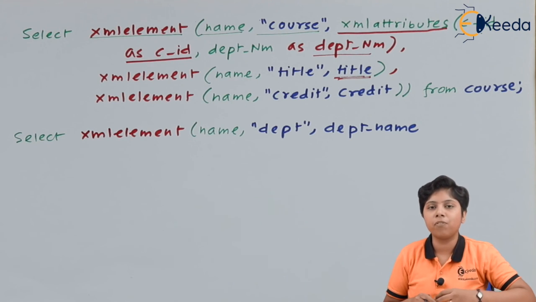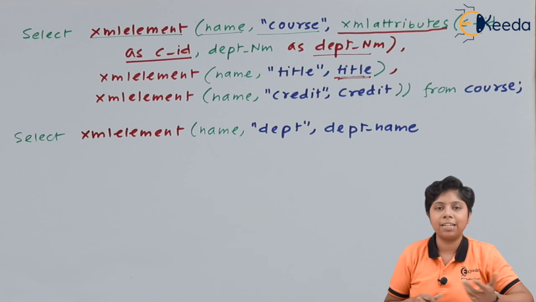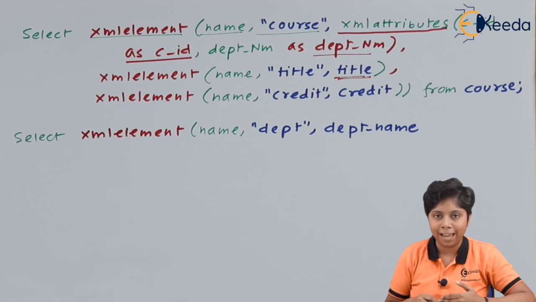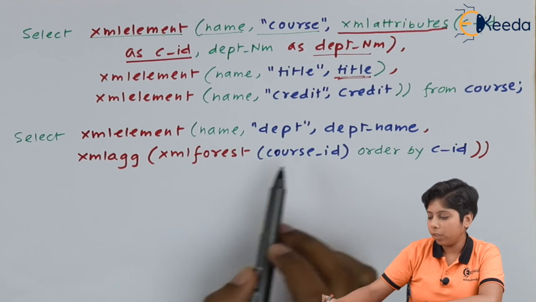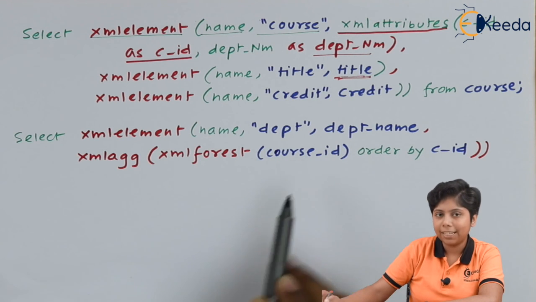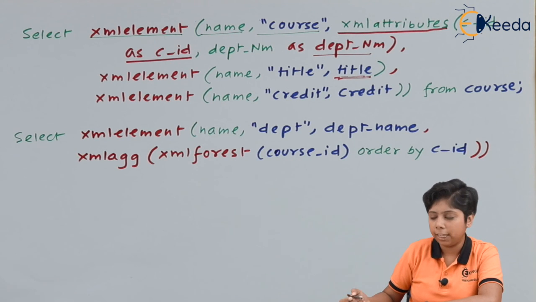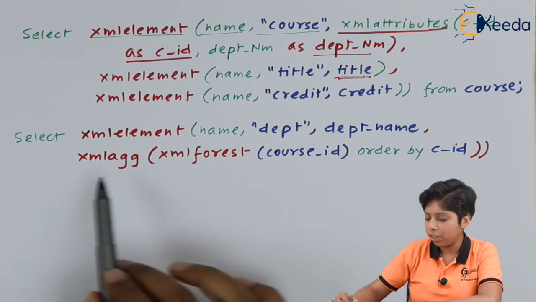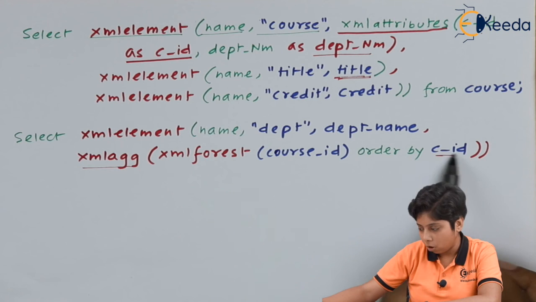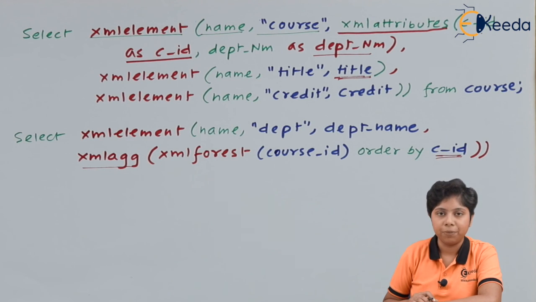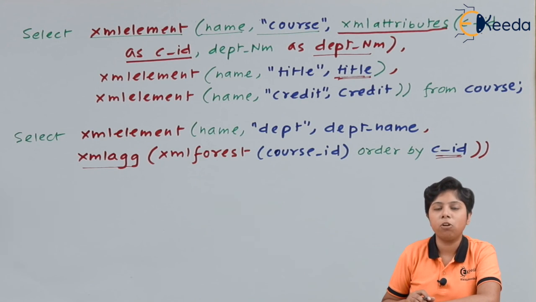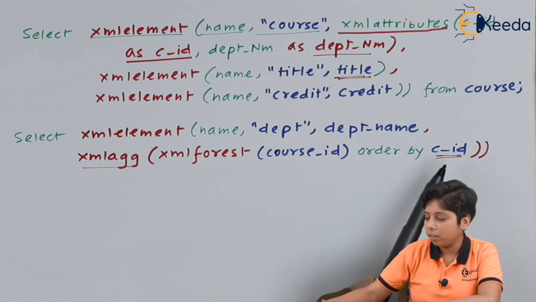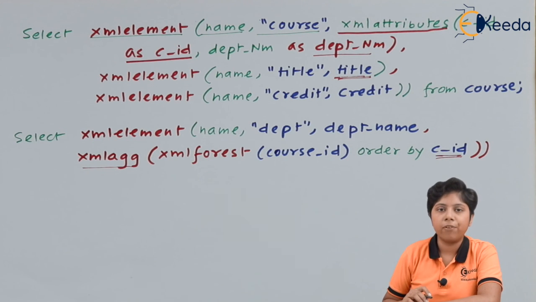So in the inner part, we will have the XML forest, and in the outer part, we will have XML ag. See, I am creating a forest course ID, that means a sub-element course ID based on the CID of the course, and then we are using the XML ag that is ordering by the CID. So an aggregate function can be ordering, grouping, and everything. So we are using CID for that. Now we will select from the course element.